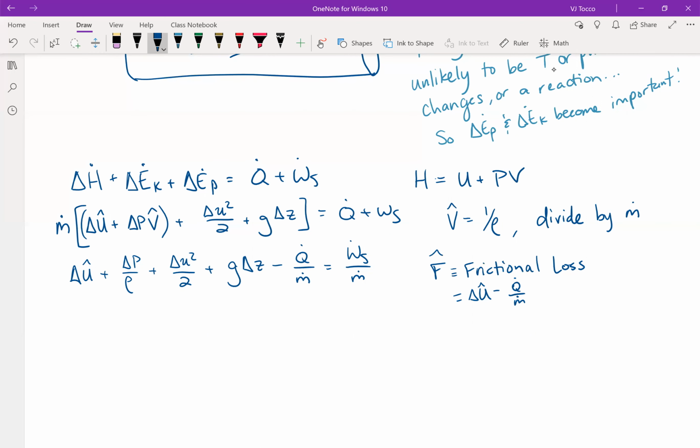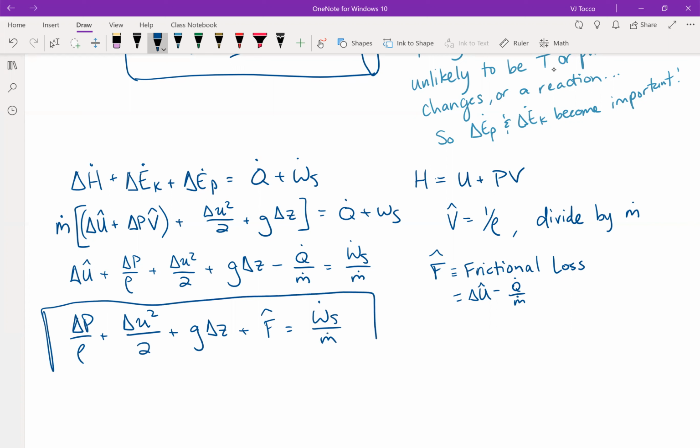So if I rewrite it in that way, I can obtain the final form of the mechanical energy balance, delta P over rho plus delta u squared over 2 plus g delta z plus F hat is equal to Ws over m dot. This is what we call the mechanical energy balance, and this is good for situations where kinetic and potential energy changes are expected to be non-negligible.